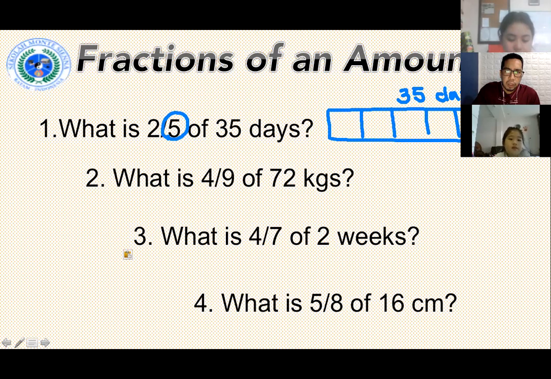If we divide this 35 by 5. 35 divided by 5 is 7. So this box is equal to 7 each. And then we need only to get 2/5. So I'm going to shade this part, or take this part. 7. There are 2 7s.